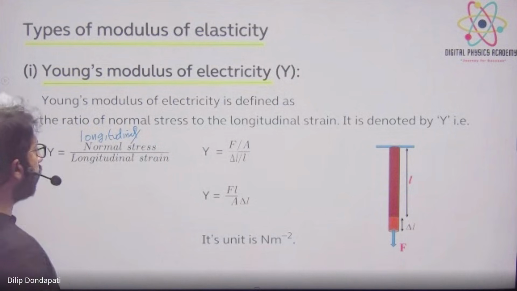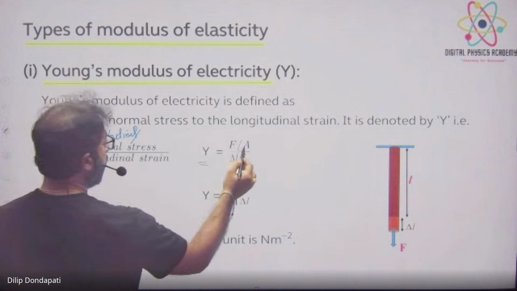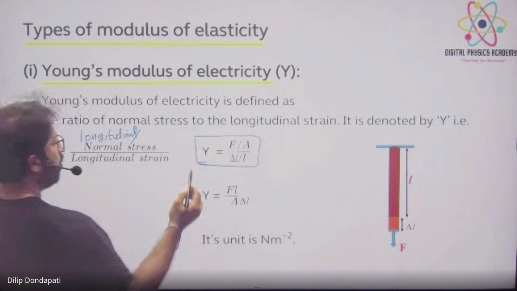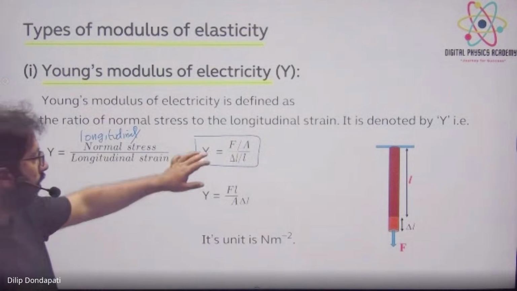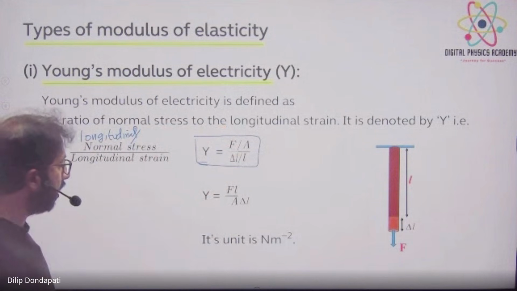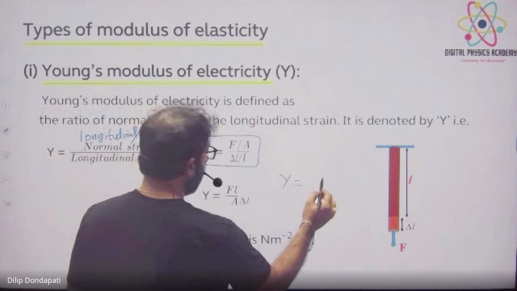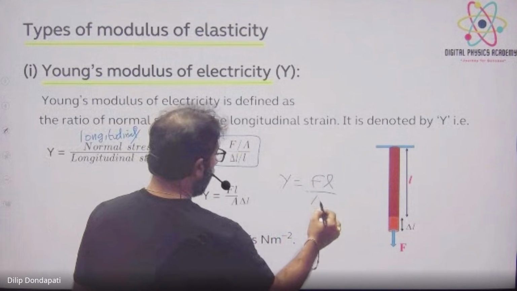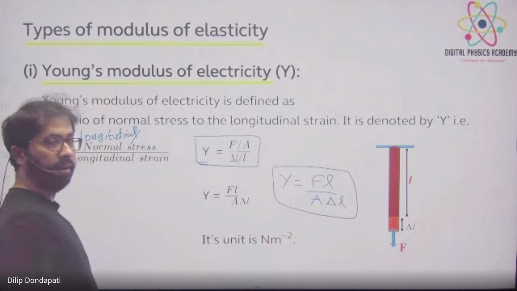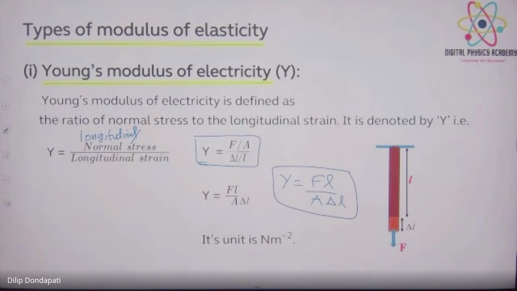We represent it as Y, equal to F by A divided by delta L by L. If I cross multiply, what will it be? F L by A delta L. So the formula for Y is simply F L by A delta L. Learn it like this. So longitudinal stress by longitudinal strain is called Young's modulus of elasticity.